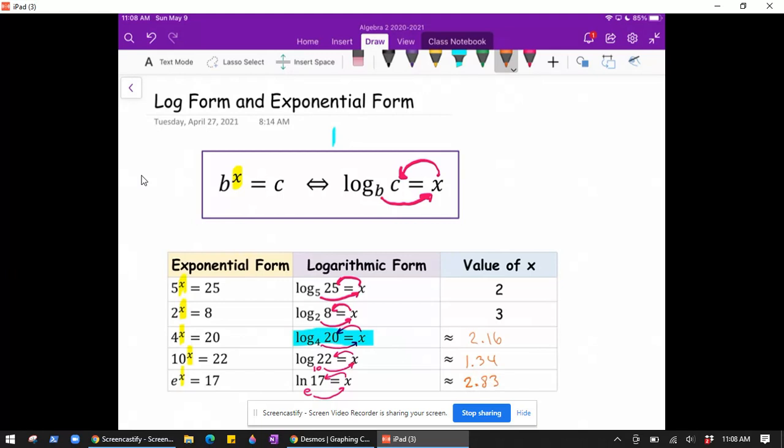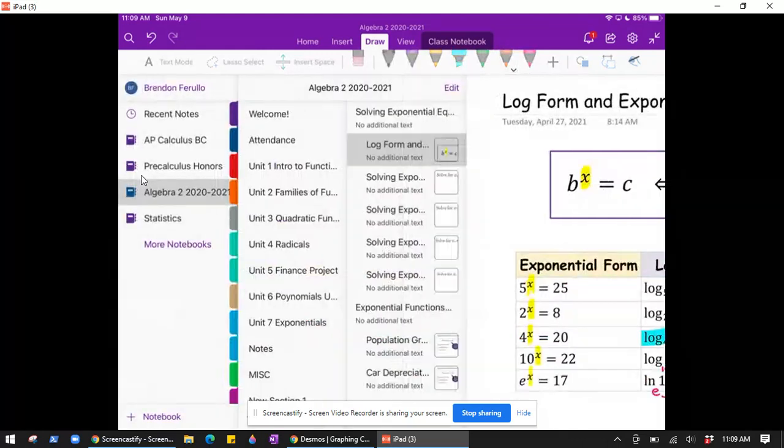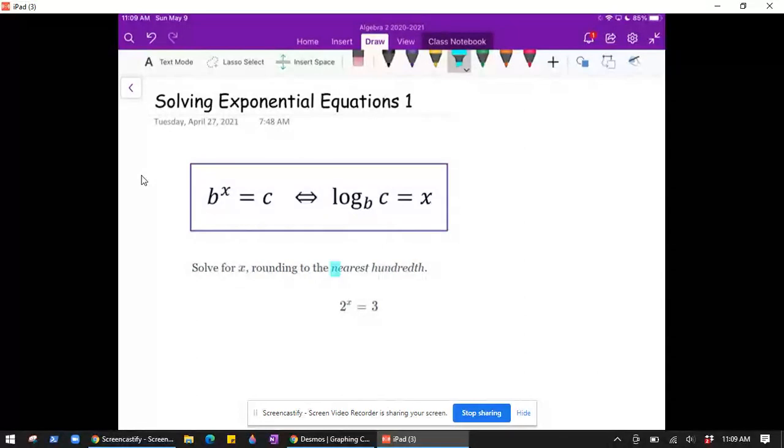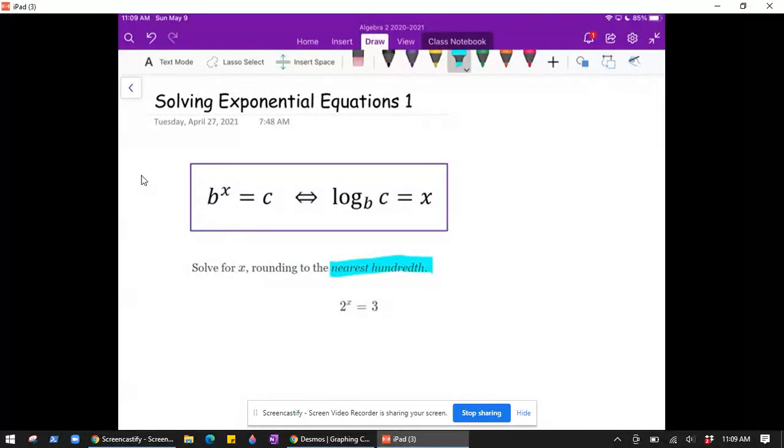Okay, let's take a look at an actual exponential equation, and we'll start to build from the simplest case to the more difficult cases. The key again is turning exponential form into log form. So I took this problem right from Delta Math, and it says solve for x rounding to the nearest hundredth. So that'll be the last thing we want to look at, right? We don't want to get a problem wrong because we didn't round correctly. But it says 2 to the x equals 3. Now this problem is not conducive to guess and check.